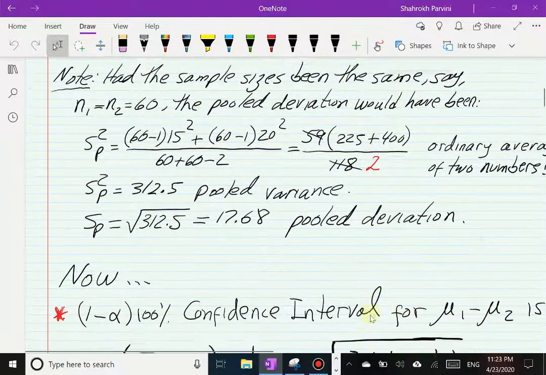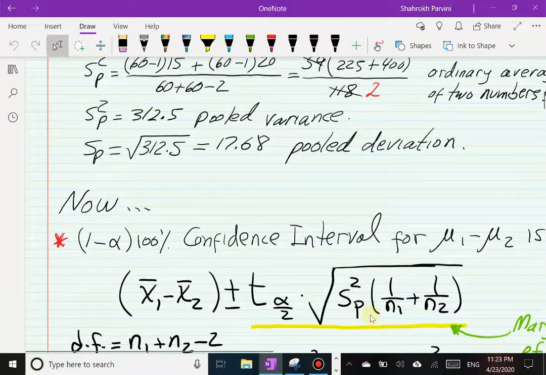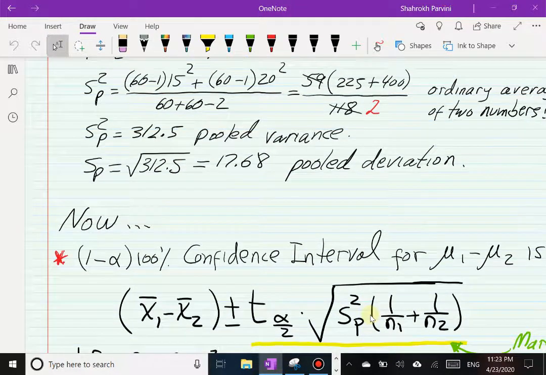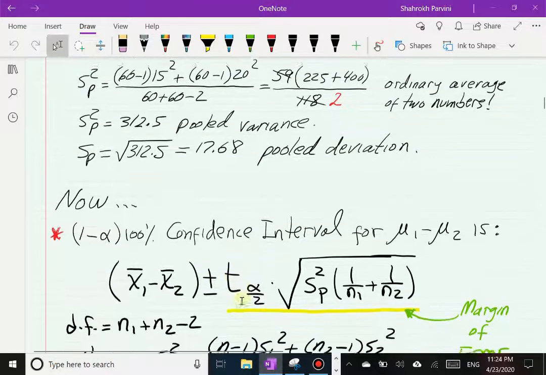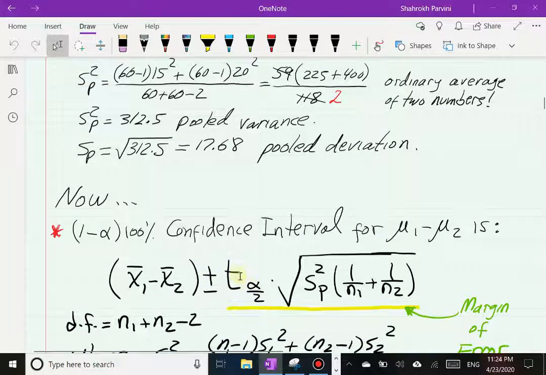Now, let's actually see the formula that we want to work with. This is the formula that we're going to use in order to construct the confidence interval for mu1 minus mu2. So it's going to take the point estimate, x bar 1 minus x bar 2. Those are the sample means. We're going to subtract the second sample mean from the first one, plus or minus. Then we have a t multiplier. We saw this t also in chapter 8. Times the square root of s squared sub p, that's our pooled variance, times 1 over n1 plus 1 over n2.